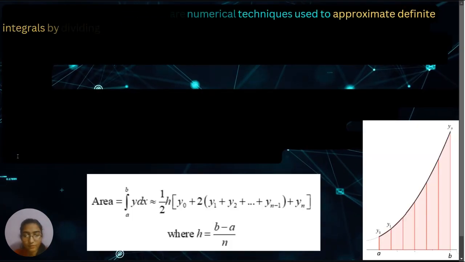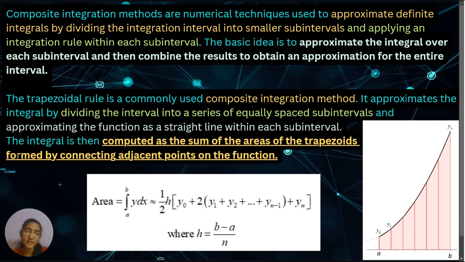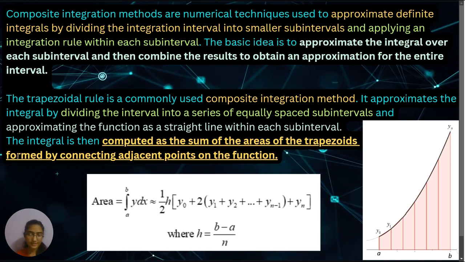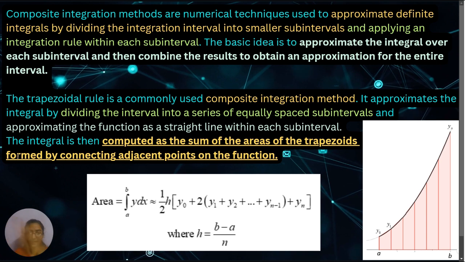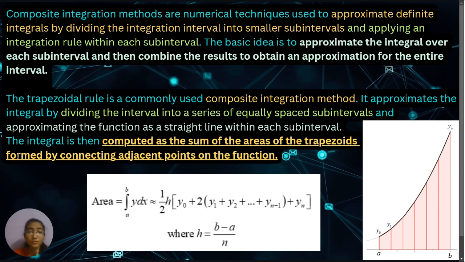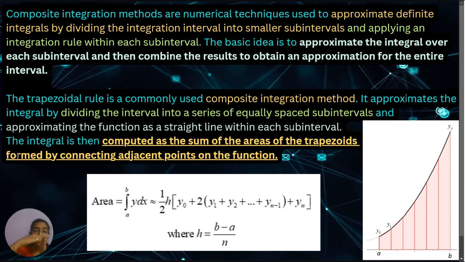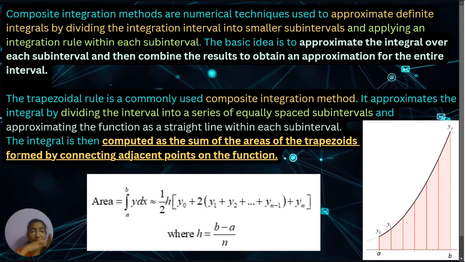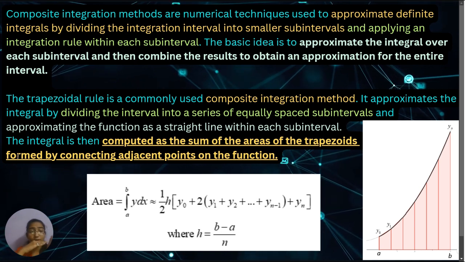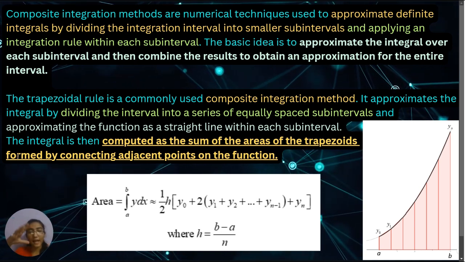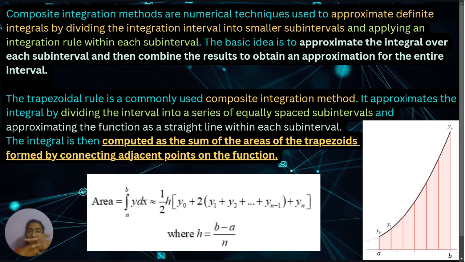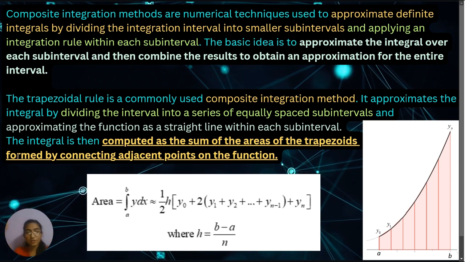So let's see what a composite integration method is. A composite integration method is a technique used to approximate definite integrals. As simple as that. It also gives the value of definite integrals. But what is the meaning of composite here? It helps to approximate definite integrals by dividing the integration interval into smaller subintervals and applying an integration rule within each subinterval. The basic idea is to approximate the integral over each subinterval and then combine the results to obtain an approximation over the entire interval.